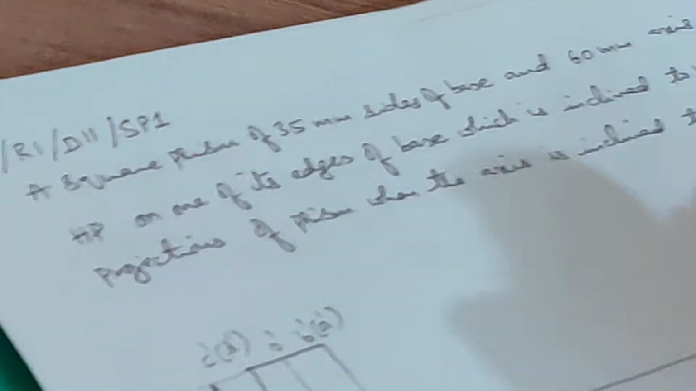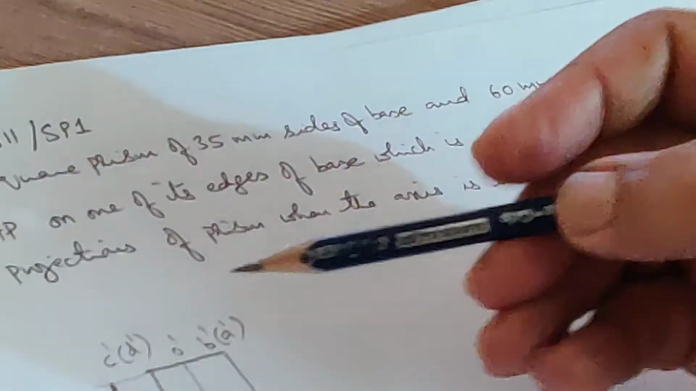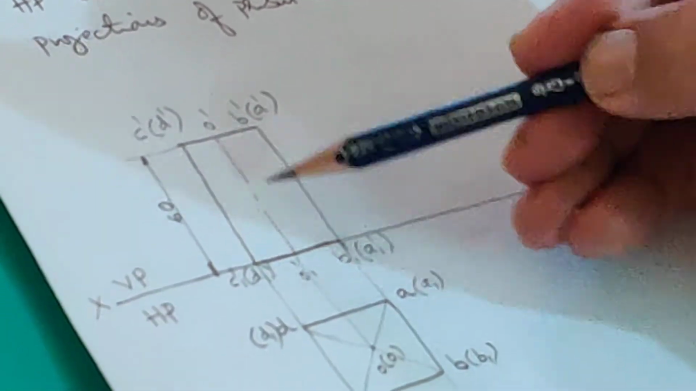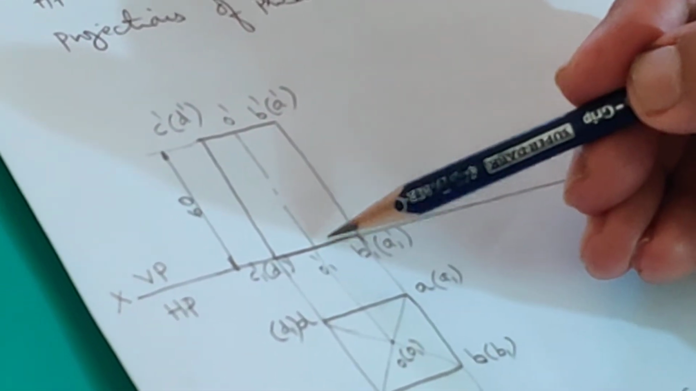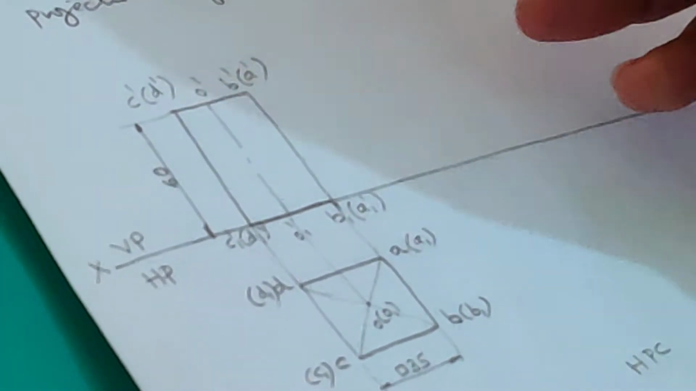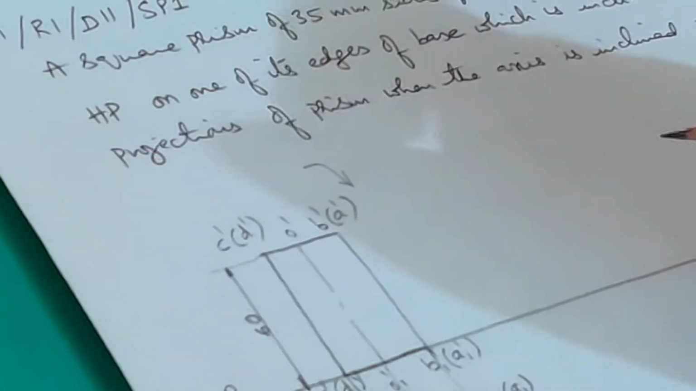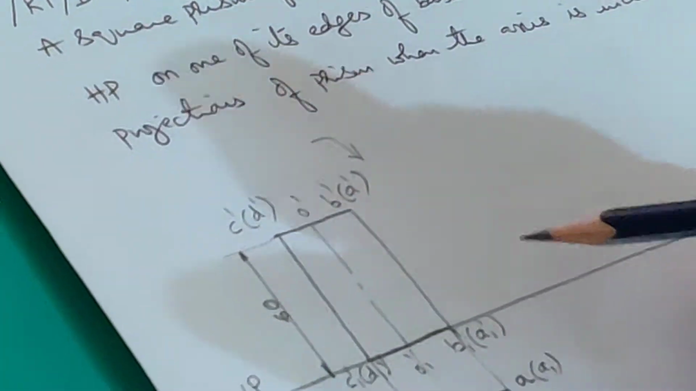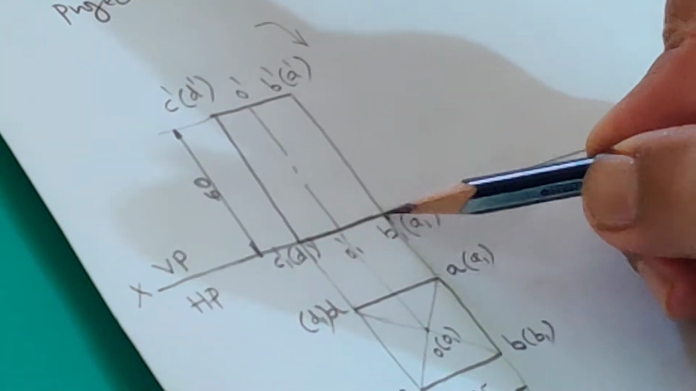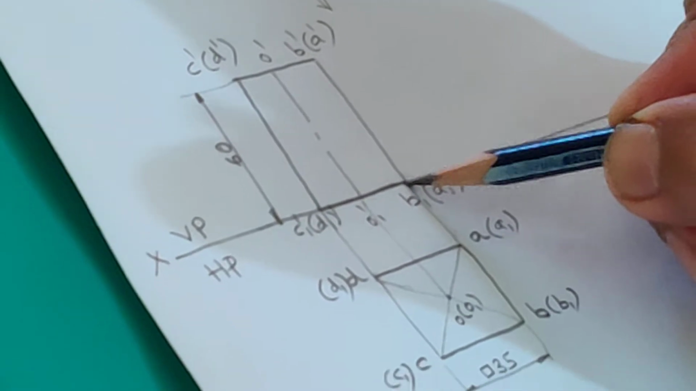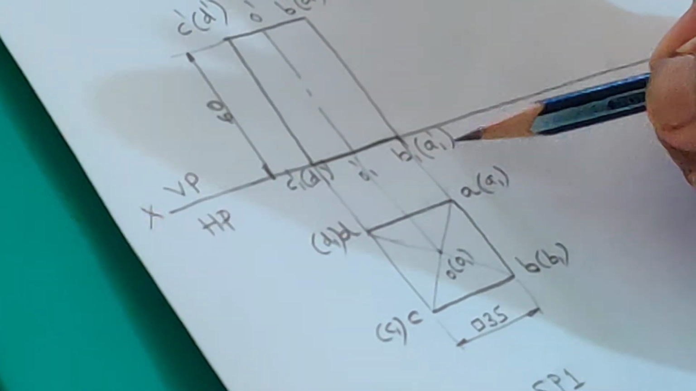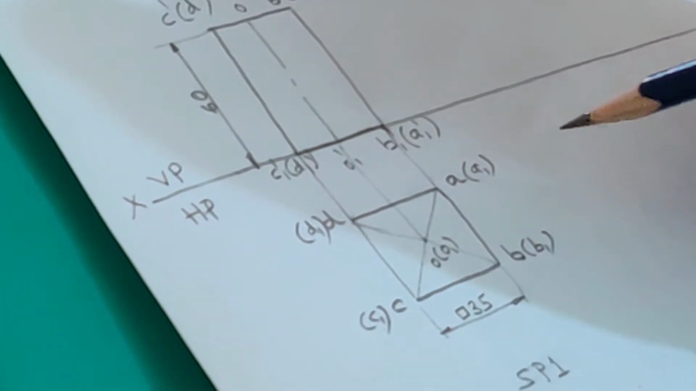The axis is inclined to HP at 45 degrees. This is the axis, okay? This should be made inclined at 45 degrees to the XY line in the front view. So, I am going to rotate this in the clockwise direction. And the other condition is that this edge should be on HP. The edge A1, B1 should be on HP.